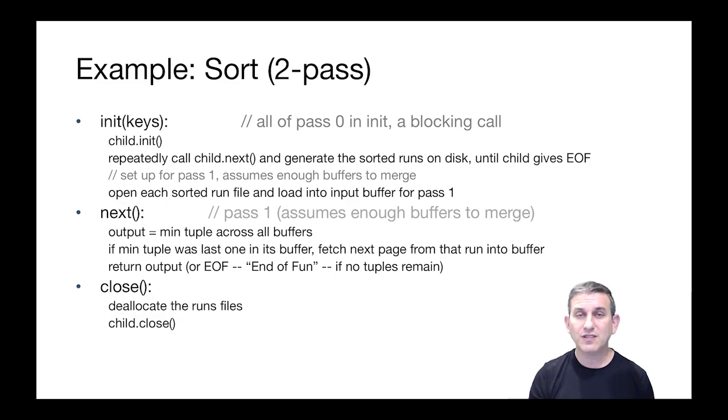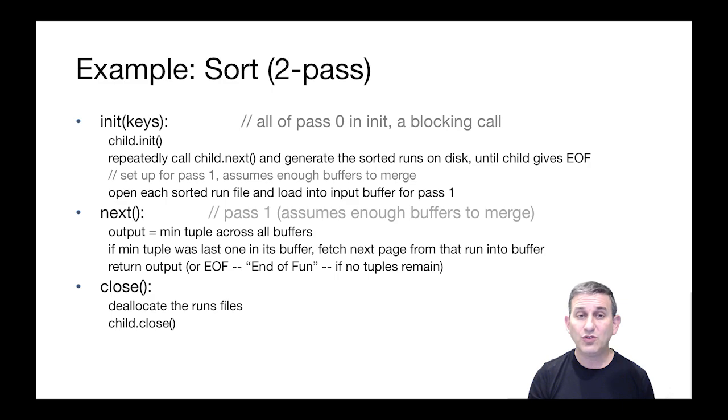So here's how it works. We're going to start by saying the current output tuple is going to be the minimum tuple that's in all of the current buffers. Now, if that minimum tuple is the last one in its buffer, then as a matter of streaming, we want to fetch the next page from that run into the buffer to replace the page that was there. And then we're going to return that output tuple, which was the minimum across all the buffers, and that's the answer to next.